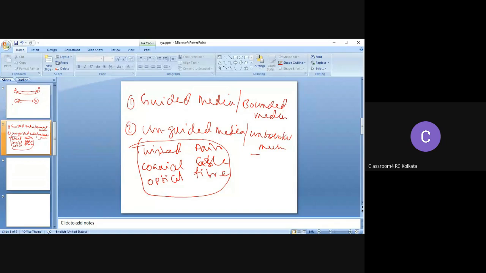In unbounded media, there is a serious problem. The signal power decreases exponentially with propagation distance. For this, repeaters are used after a few kilometers to increase the signal strength. Characteristics, quality, and data transmission depend on the characteristics of the medium and signal.